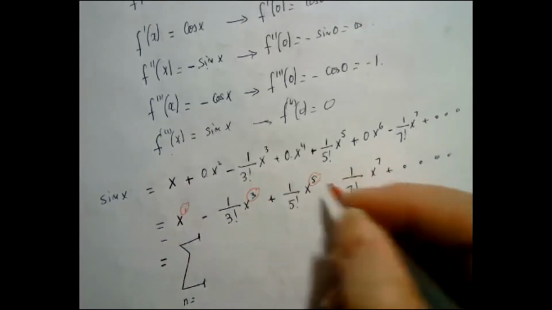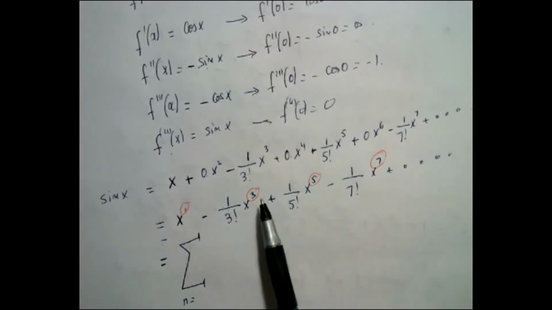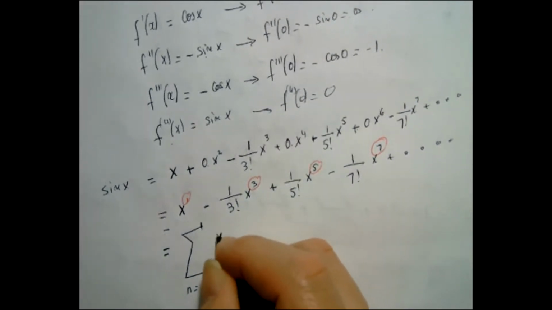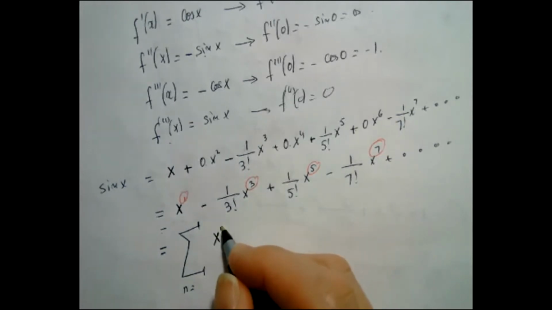First, let us watch the powers that are going to show up. Which powers are showing up here? x cubed, x to the fifth, x to the seventh. So the powers that x is going to have are odd powers. Don't be afraid. How can I write an odd power? Because here I cannot write x to the n.